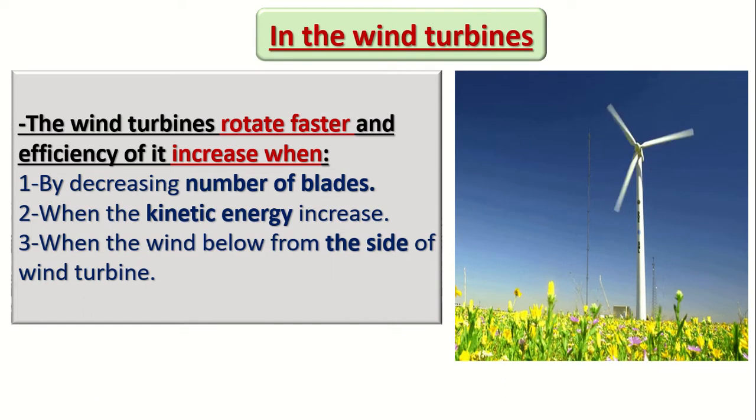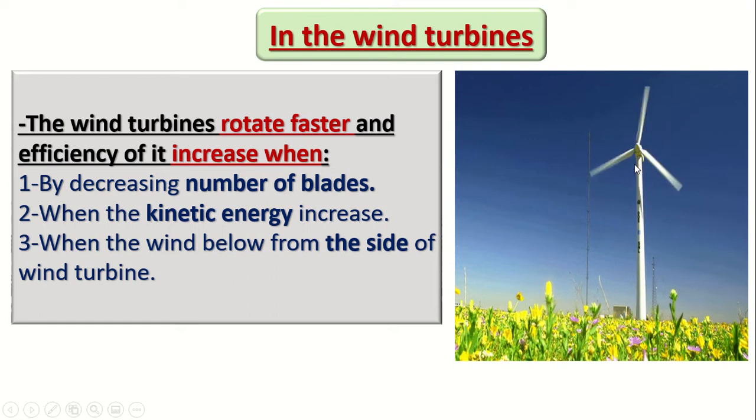Okay, what makes the wind turbines move faster, or what causes the windmills to increase their speed? The windmills can increase their speed, number one, by decreasing the number of blades. When you decrease the number of blades, you will increase the speed of the windmills, so they will move faster.